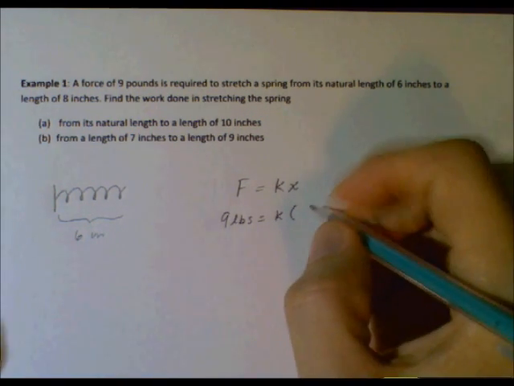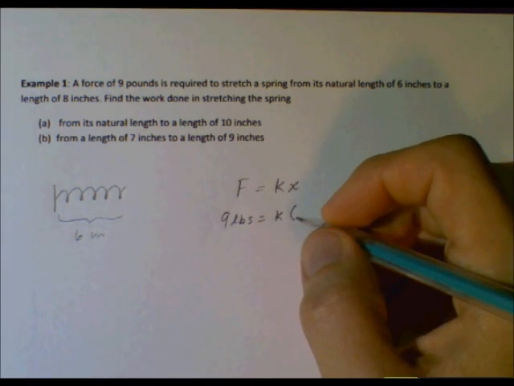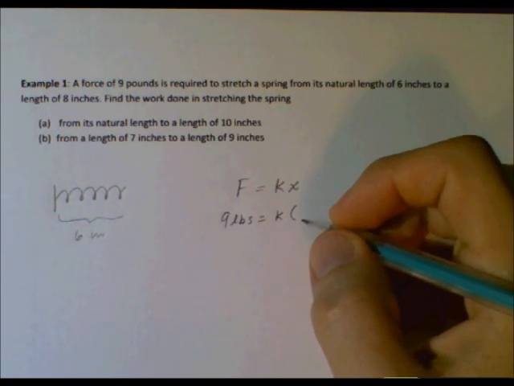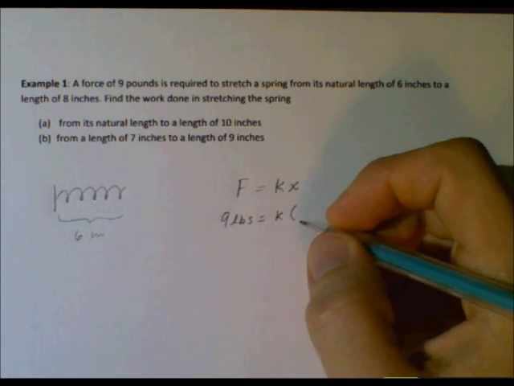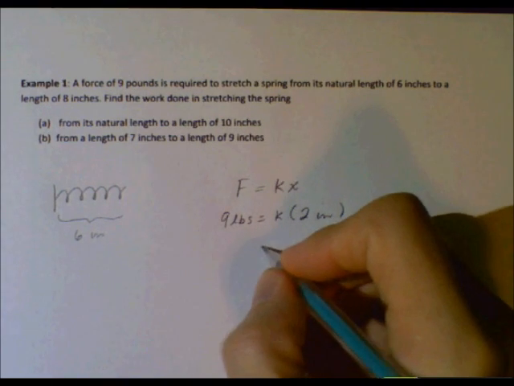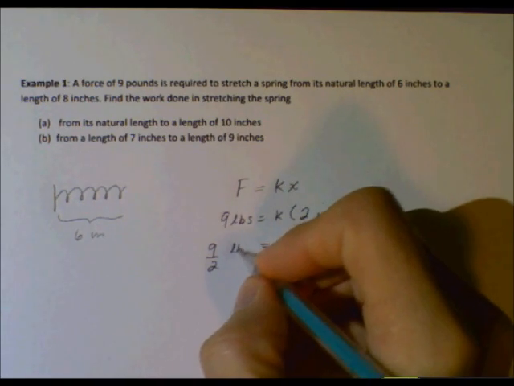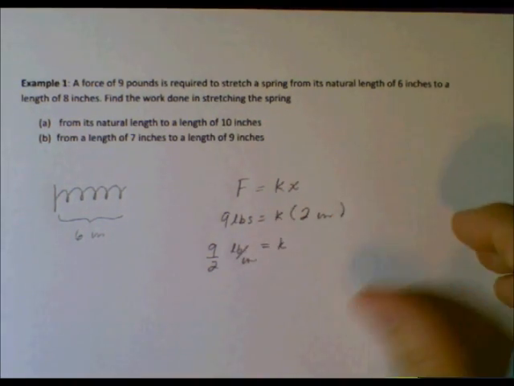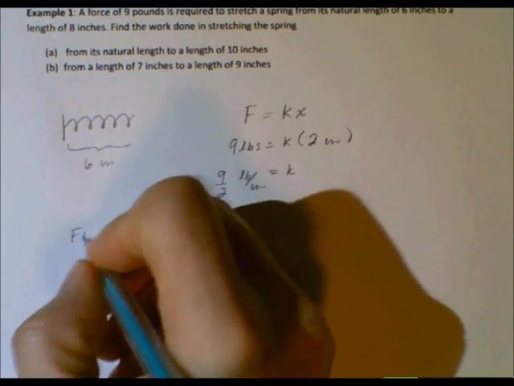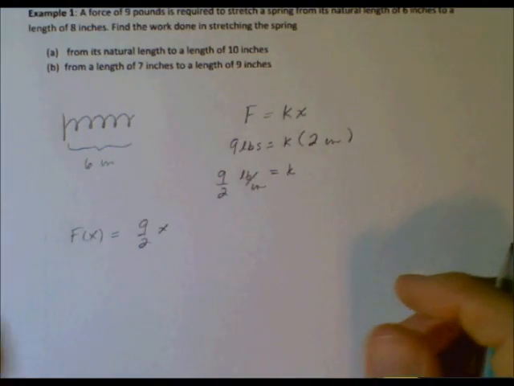So x is 2. The difference is what we're looking for. Remember, x is the actual distance that the spring is stretched or compressed from its natural length. So that's 2 inches. So k is 9 halves, and the units are pounds per inch. So here's our force function. F of x equals 9 halves times x.